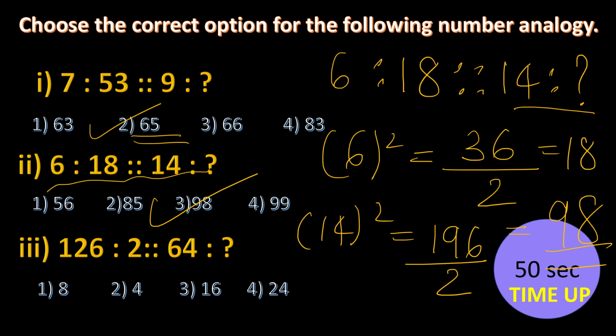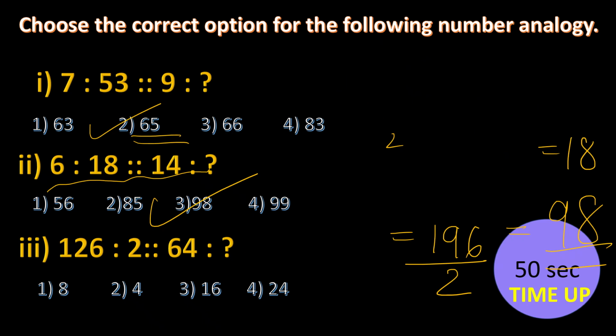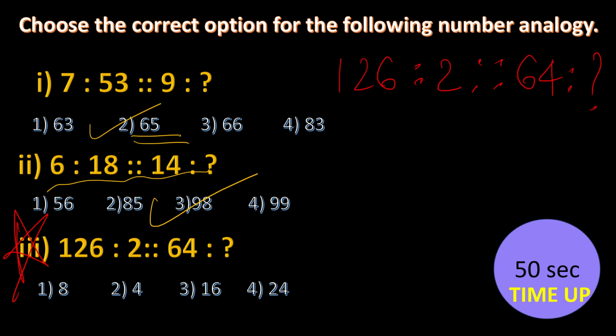Next one. So next one is very important students. That is 126 is to 2. Then 64 is to what? This is very important. Please note down this question. 126 is to 2. 64 is to what? So how do we solve this? From 126 how are we getting 2?